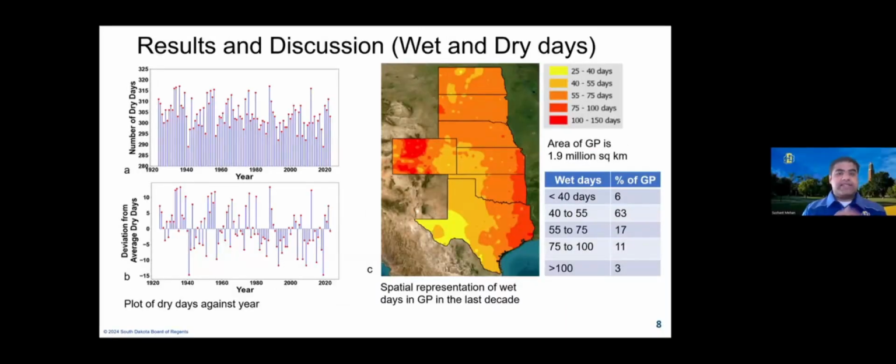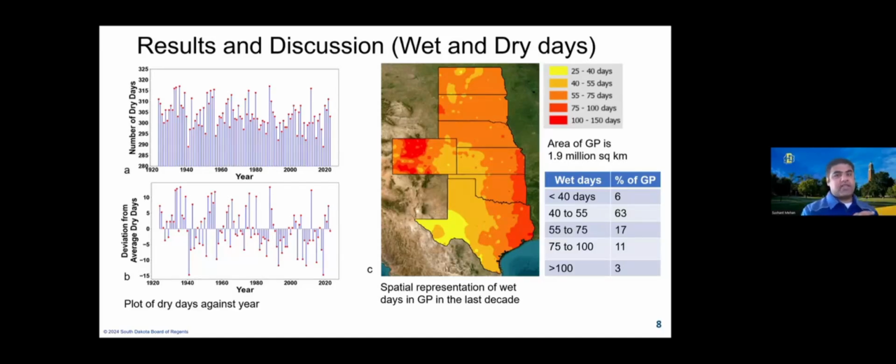The analysis on this slide presents the number of dry days and wet days in the Great Plains region, covering around 1.9 million square kilometers. Starting from graph A on the top left, this shows the number of dry days per year from 1920 to 2023. A dry day is defined as a day with no measurable precipitation.